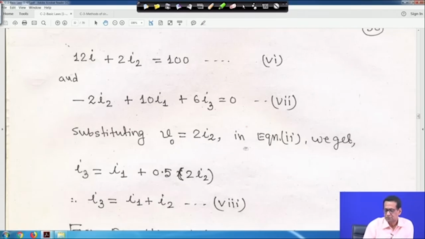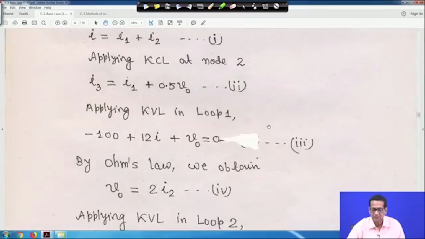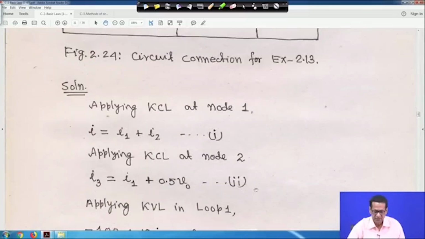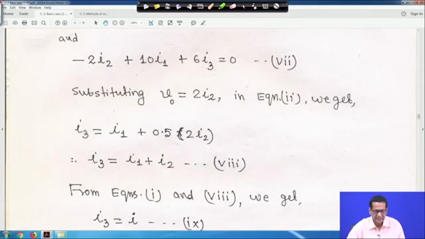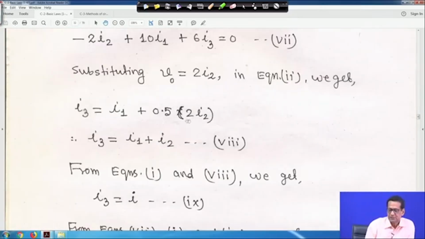Now, we know that V 0 is equal to 2 I 2. So, V 0 is equal to 2 I 2, substitute in equation 2, this is your equation 2. If you do so, you will get I 3 is equal to I 1 plus 0.5 V 0 and V 0 is equal to 2 I 2. So, it will finally become I 3 is equal to I 1 plus I 2, this is equation 8.